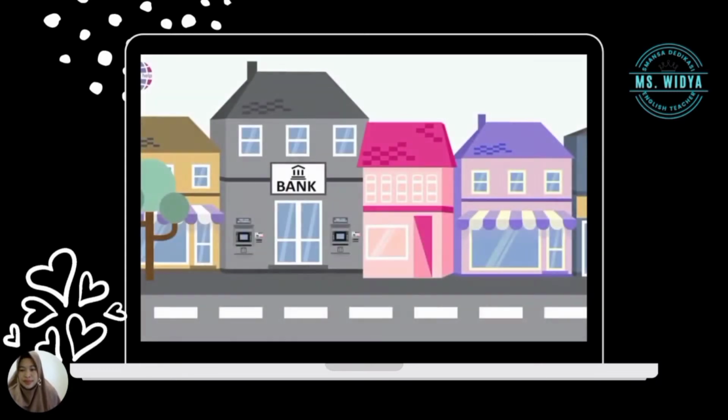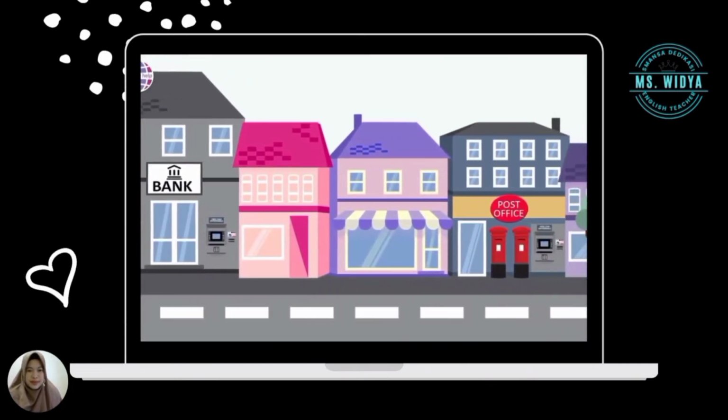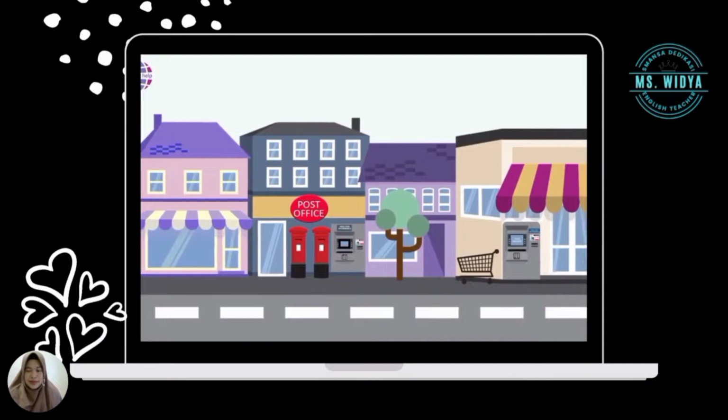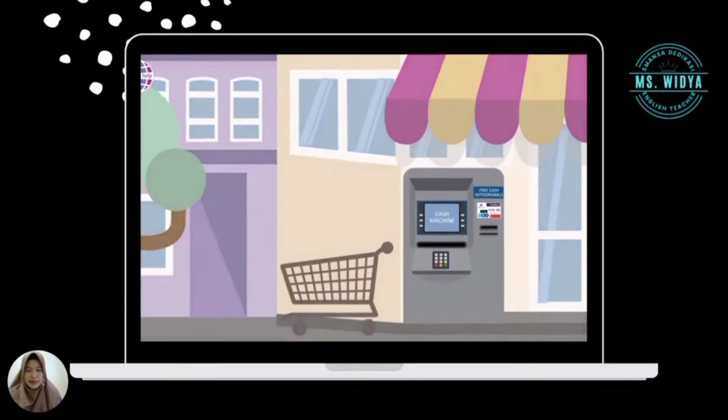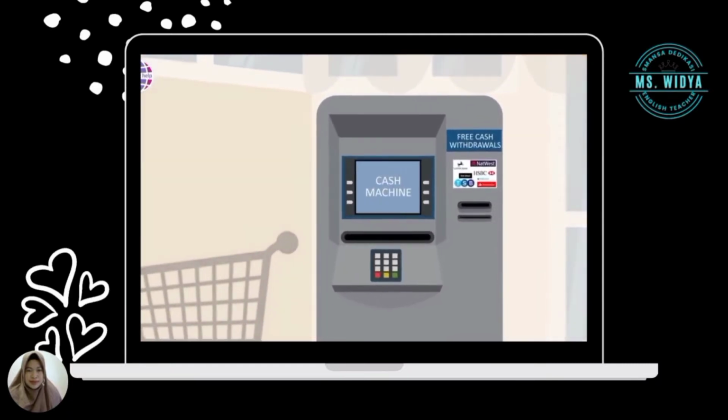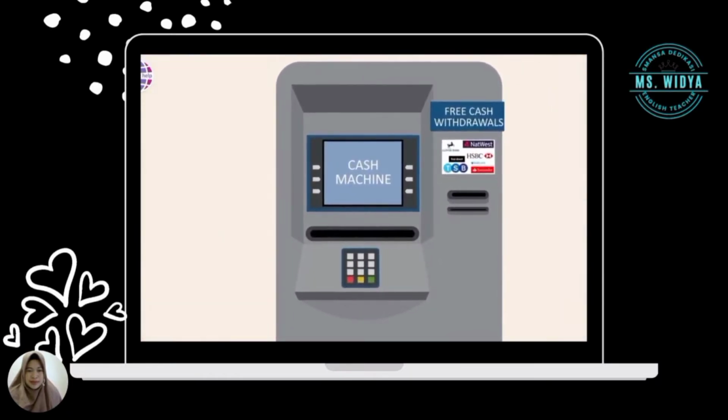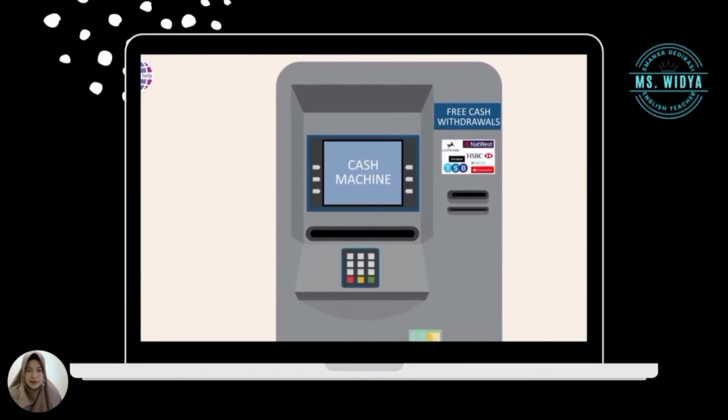In the UK, you'll find a cash machine at most banks, post offices and outside supermarkets. Some cash machines, especially in small shops, charge for taking money out. Make sure you use one that allows free withdrawals.